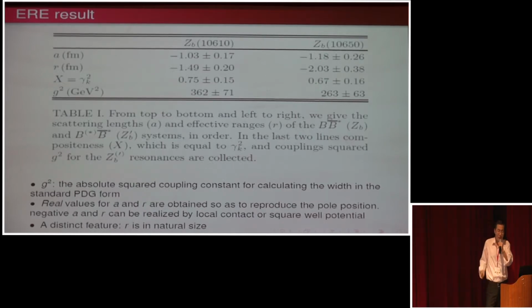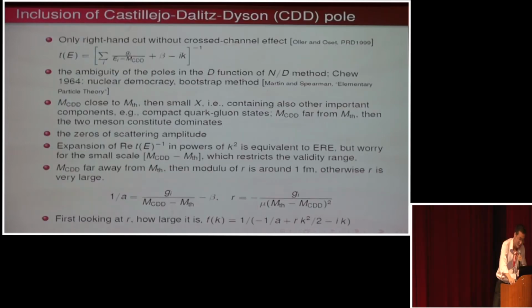And here we make a big caution: a distinct feature for the effective range expansion is that the effective range is of natural size. The natural size means the pion exchange energy scale, around 1 Fermi, and here it is just so. But in some cases, the effective range will be huge. In that case, we will doubt the convergence of the effective range expansion.